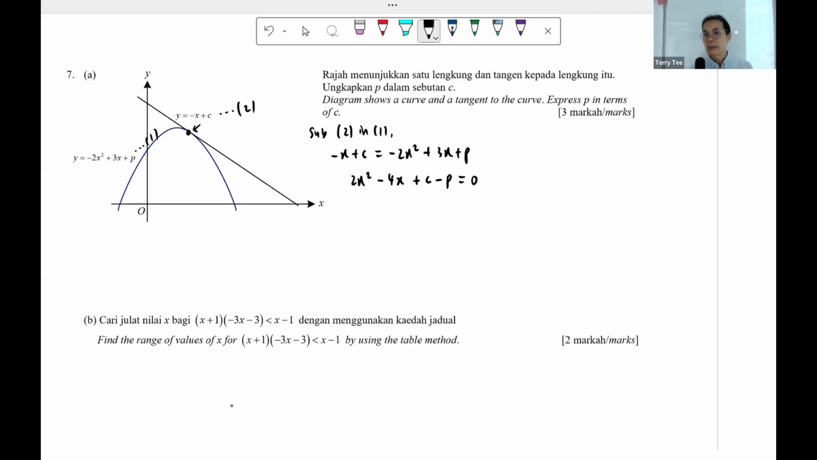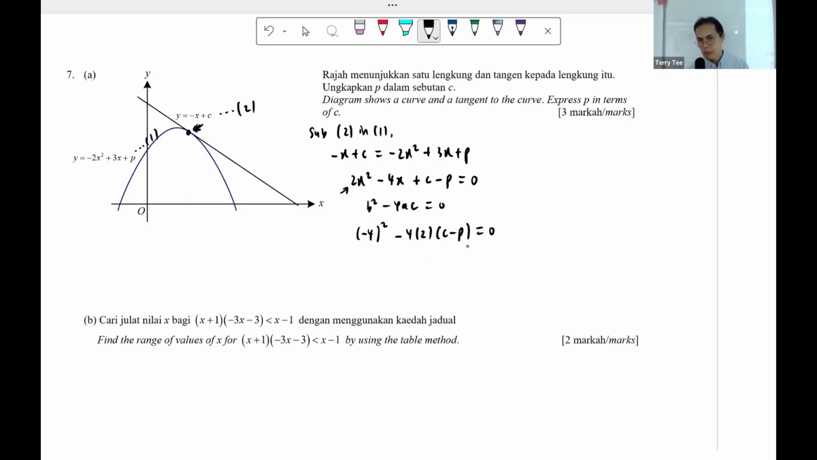From here, we're going to do b squared minus 4ac. Why? Because you have how many real roots? One real root, one solution. Okay, so your b based on this is negative 4. Remember, b is the coefficient of x. Your a is your coefficient of x squared. Your c is just c minus p, the constant. Our job is to find what? Is to find p in terms of c.